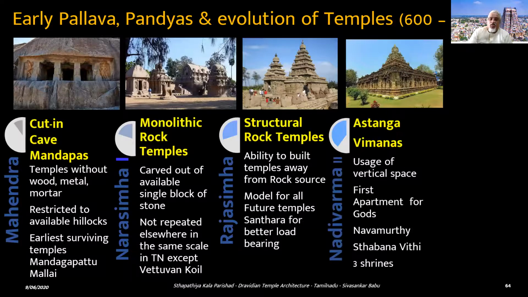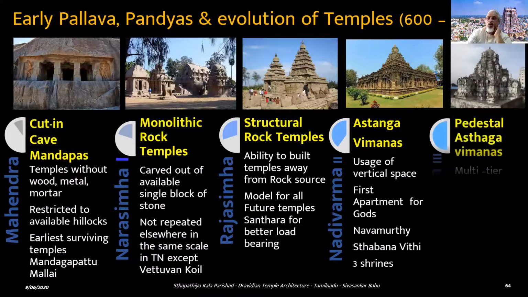So by the time of Nandivarma, he took a leaf out of Narasimha Pallava's first attempt, and started the Ashtanga Vimana style, managing the vertical space and building more sanctums in the Vimana itself. This is the first apartment of gods. This was done as per the Navamurti Sthapana Vidhi of the Vaishnava Agamas, and following this, many shrines were built in the same style.